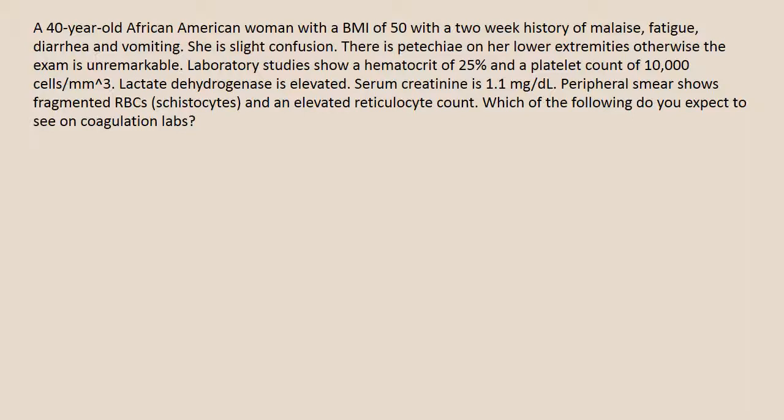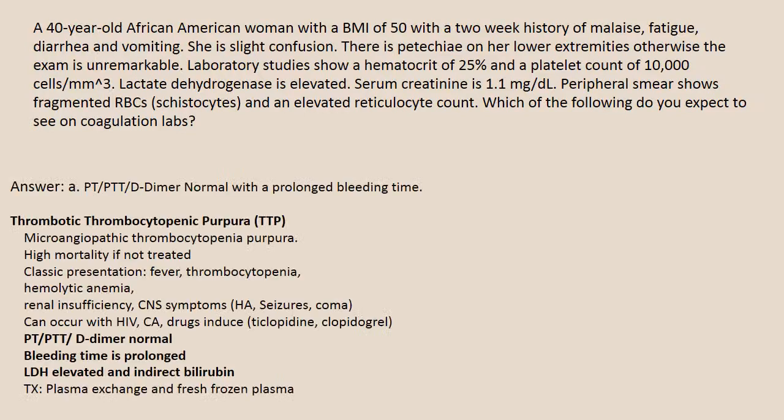Lab tests show a hematocrit of 25, platelets of 10,000. Lactate dehydrogenase is elevated. Serum creatinine is 1.1. The peripheral smear shows fragmented red blood cells, also known as schistocytes, and an elevated reticulocyte count. Which of the following do you expect to see on coagulation labs? So what she has is TTP, also known as thrombotic thrombocytopenic purpura.